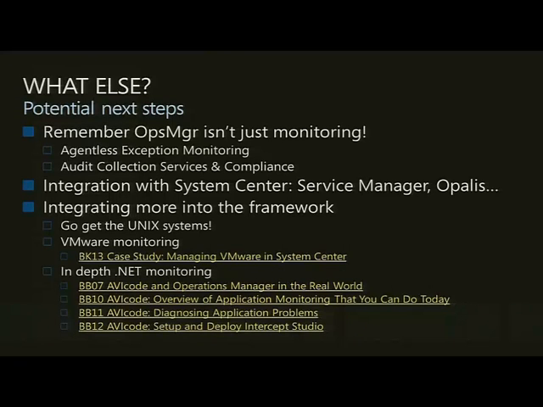Integrating this within the rest of your System Center stack. Service Manager and Opalis. Service Manager can auto-generate tickets and auto-close tickets and the rest of it based upon conditions that you see. And also, you can get more into your framework. Go out there, get the Unix systems. If they're out there and they'll let you add them, go get them. Go get Crossplat installed. Get VMware monitoring installed so you can actually find out what's going on behind the scenes there. And .NET monitoring as well.